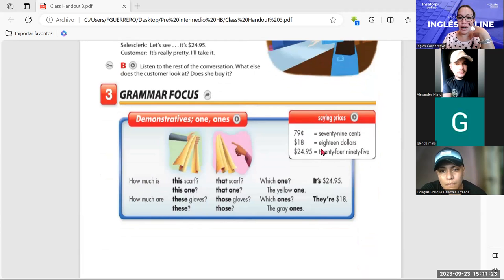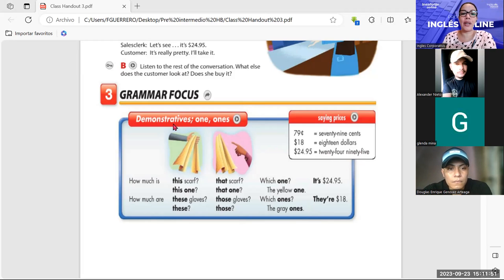Ahora, cuando son dólares y centavos, no se especifica, se entiende que la primera cifra son los dólares. Si ven acá, 24, esa es la cantidad en dólares. Y la siguiente cifra son centavos, 95. No dice dollars and cents, no. Ya se entiende que la primera cifra son los dólares y la siguiente son centavos. 24.95. Ese es el caso de los precios.